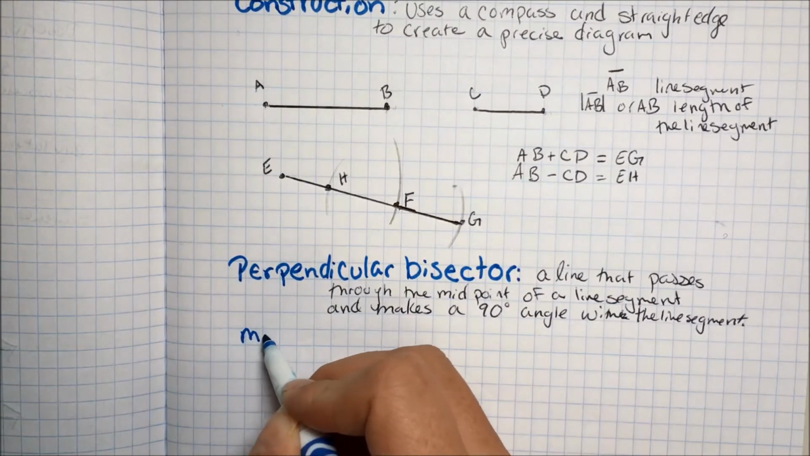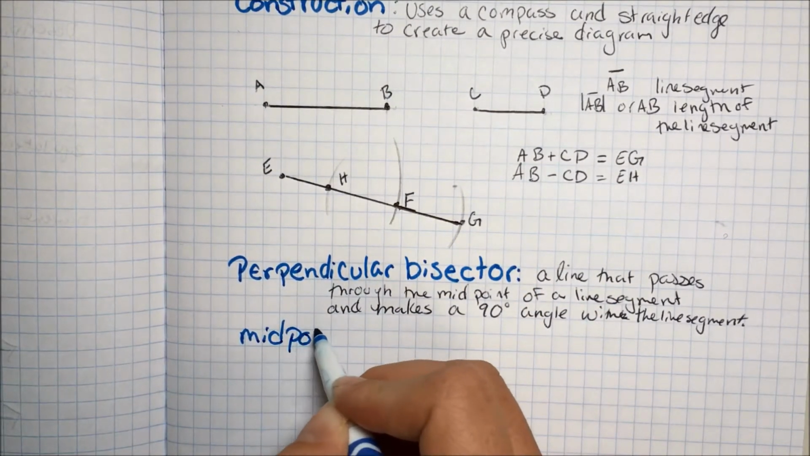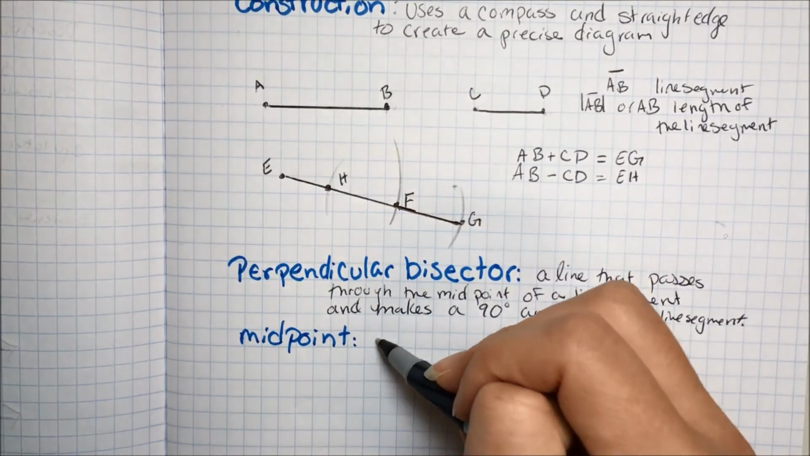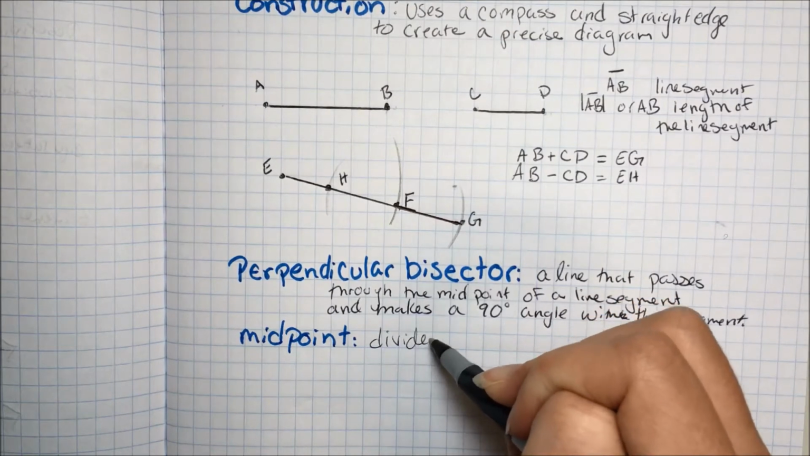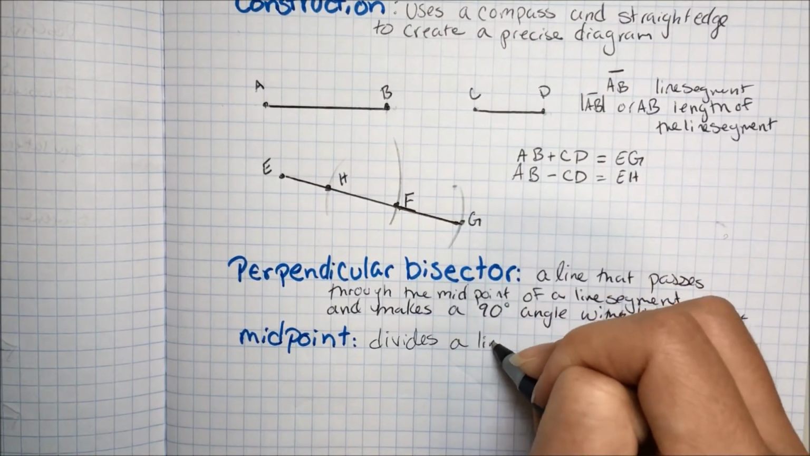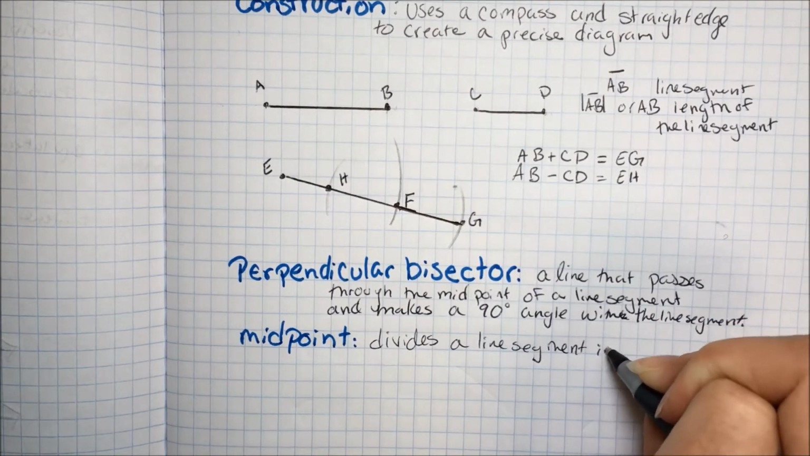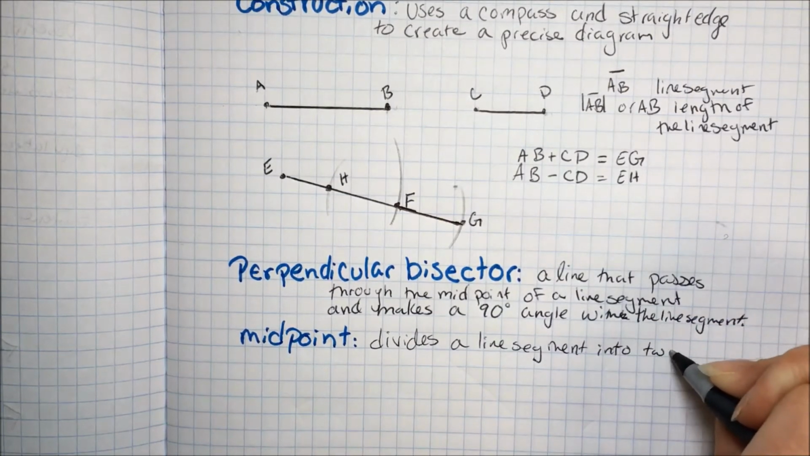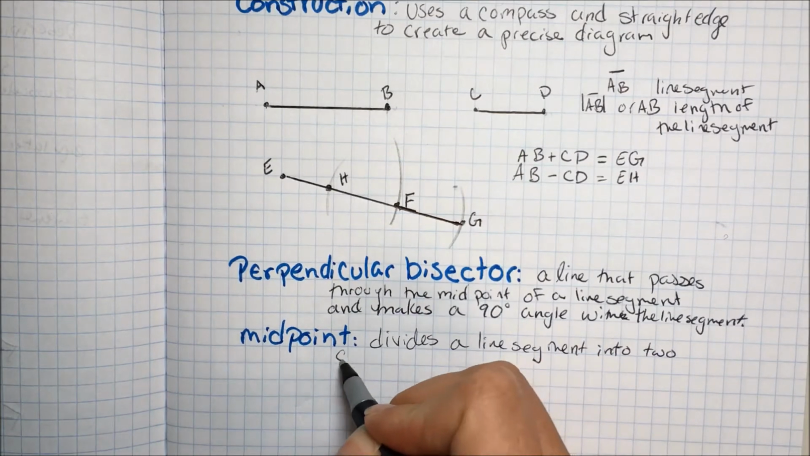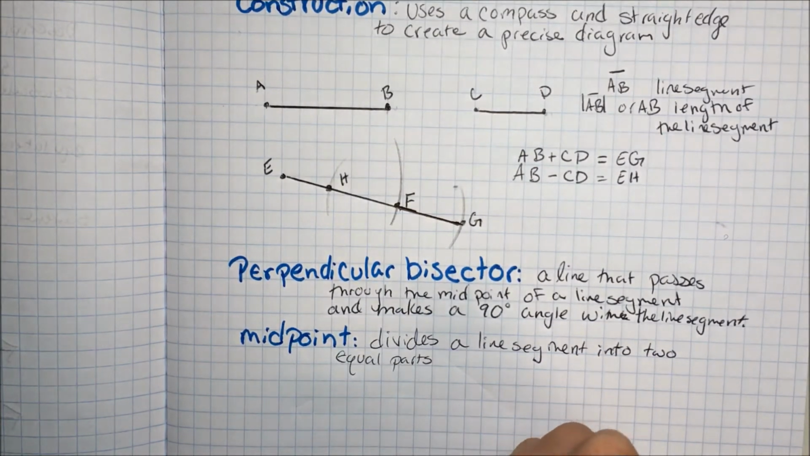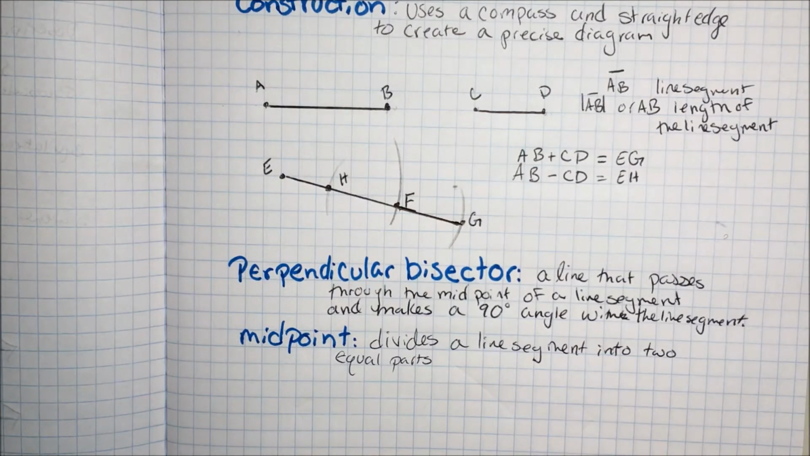Okay, a midpoint divides a line segment into two equal parts. So we're going to construct a perpendicular bisector, a midpoint, and a regular bisector.